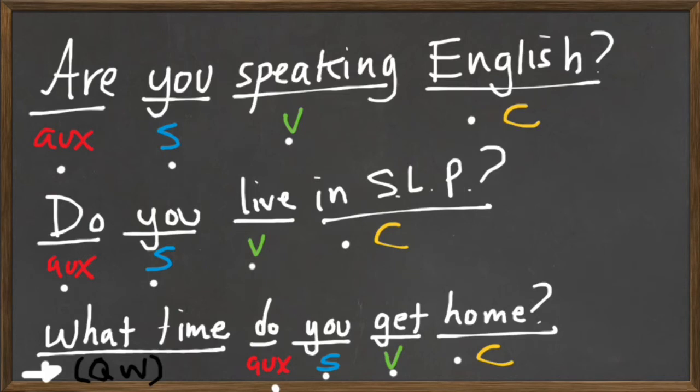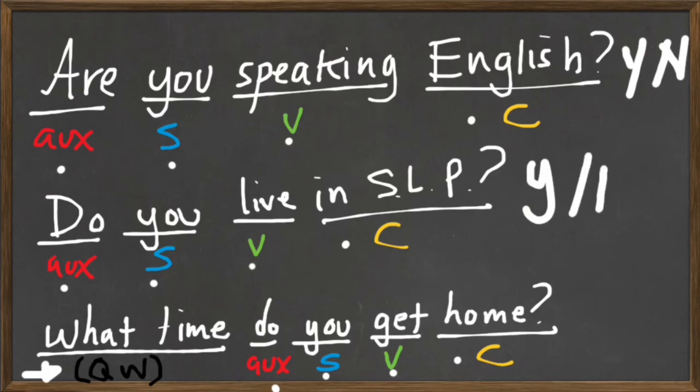It depends if it's a yes/no question or an information question. In example number 1, are you speaking English? This is a yes/no question. And in the example, do you live in San Luis Potosí? This is a yes/no question too. But in the third one, what time do you get home? This is not a yes/no question. This is an information question.